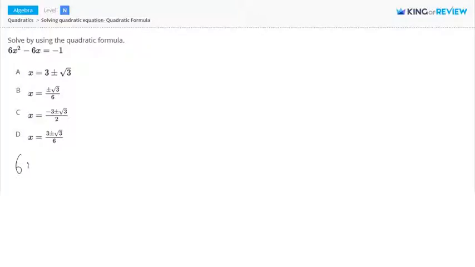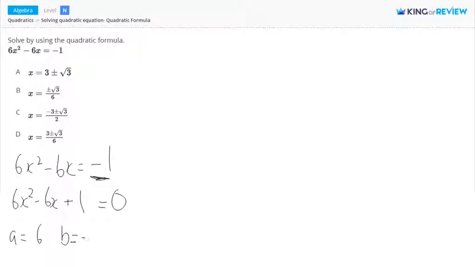But first, we realize that we need to change something about our equation, because we don't want a -1. We should have a 0. So we're first of all going to add the 1. So it should say 6x squared minus 6x plus 1. Now we know what our a, b, and c values are. A is 6, b is -6, and c is 1.